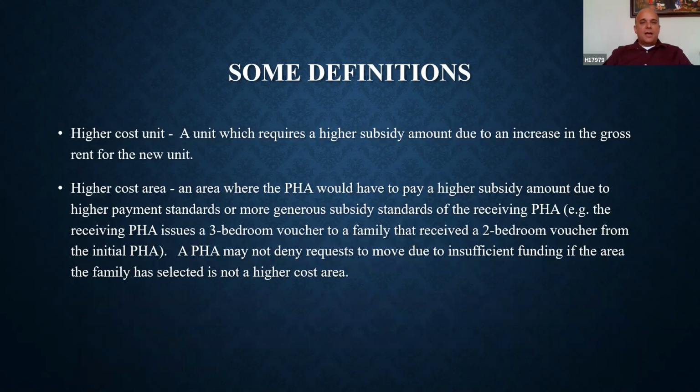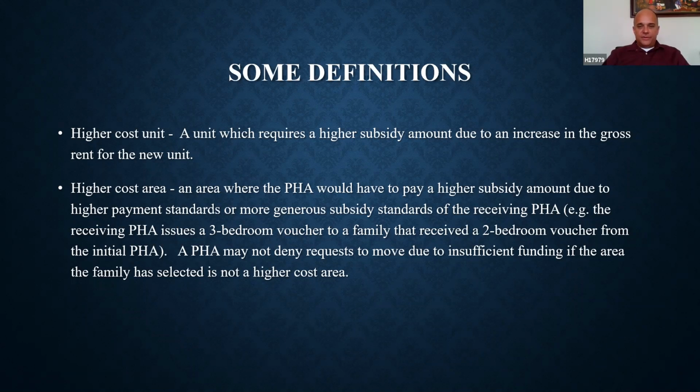Okay. Another definition that we're going to come across is higher cost unit. This is a unit that requires a higher subsidy amount due to an increase in gross rent for the unit. Now, this is not a term that is specific to portability. It can be used in reference to portability, but this term is also used for moves to another unit within a PHA's jurisdiction. A higher cost area is an area where a PHA would have to pay higher subsidy due to a higher payment standard or more generous subsidy standards of the receiving PHA. This is more specific to a portability situation.